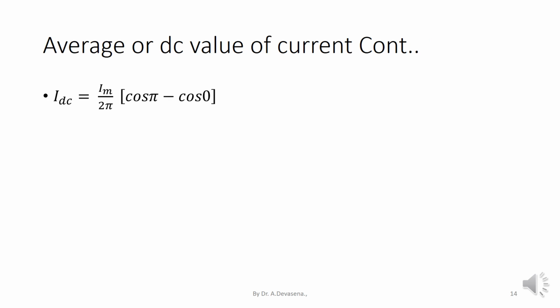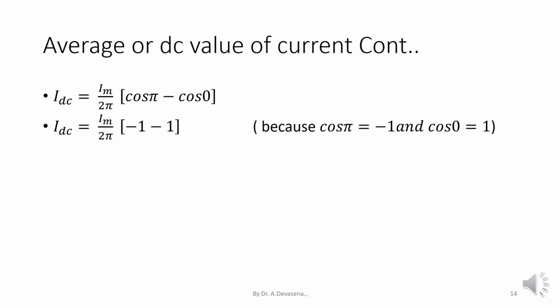After applying the limits, IDC is equal to Im by 2 pi into cos pi minus cos 0. IDC is equal to Im by 2 pi into minus 1 minus 1, because the value of cos pi is minus 1 and cos 0 is 1. Therefore, we get IDC is equal to Im by pi. Similarly, the value of VDC is equal to Vm by pi.